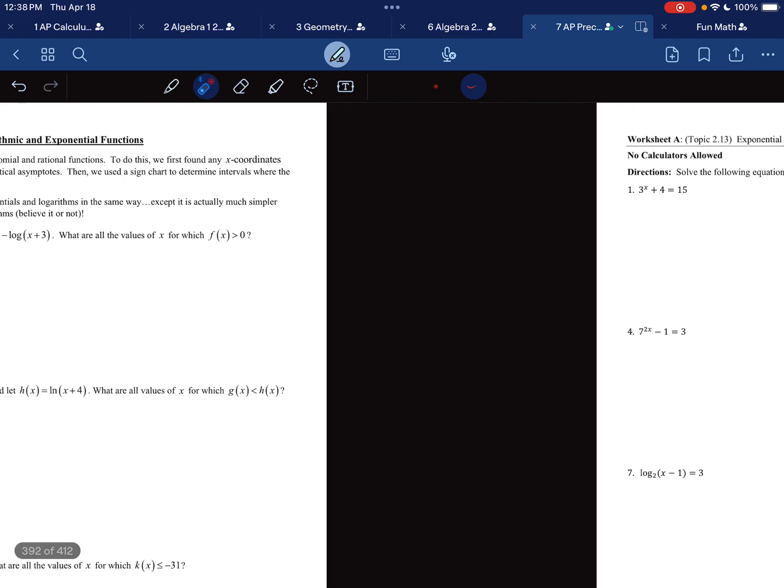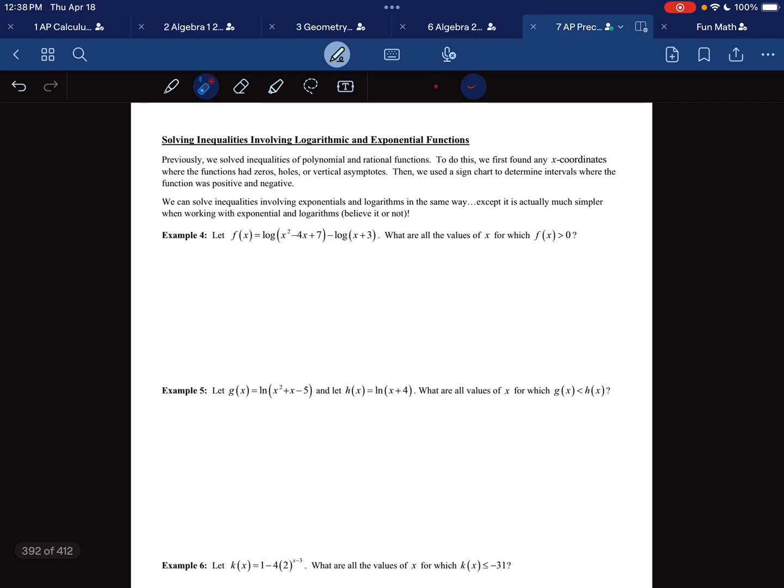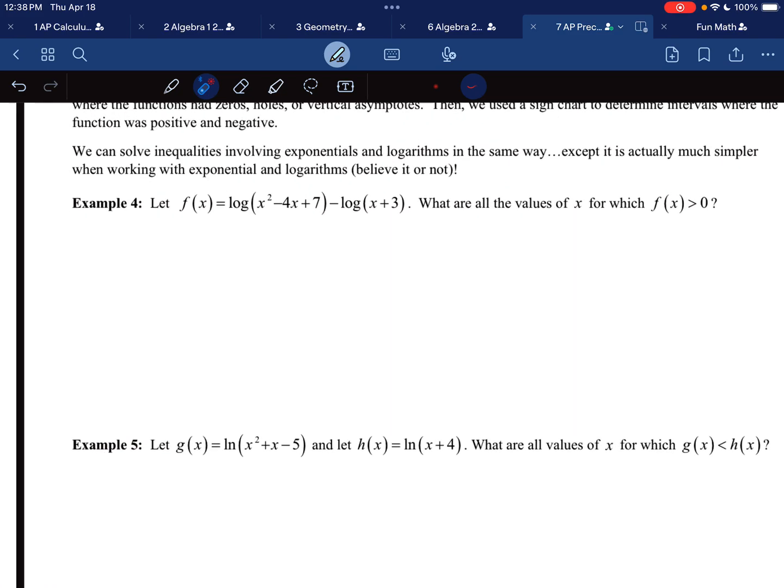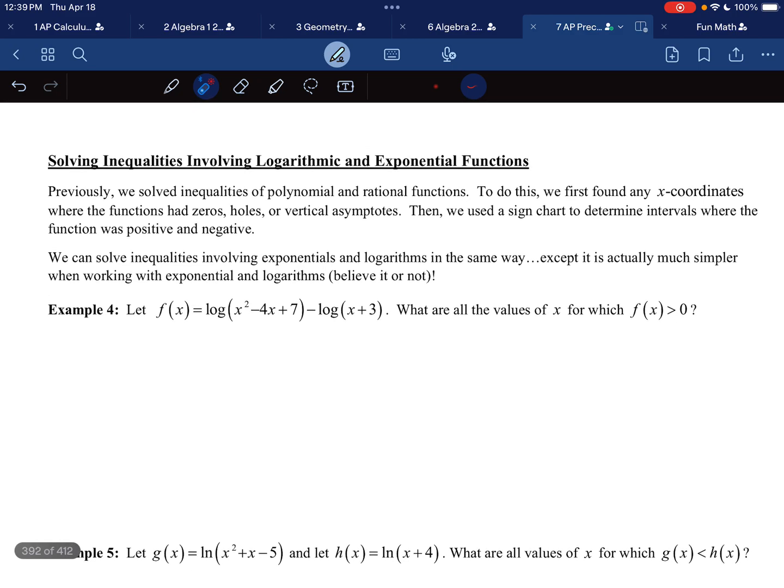And we're on to the second of 2 pages. Worksheet A comes next. This page is ridiculously hard. All right, so let's jump in.